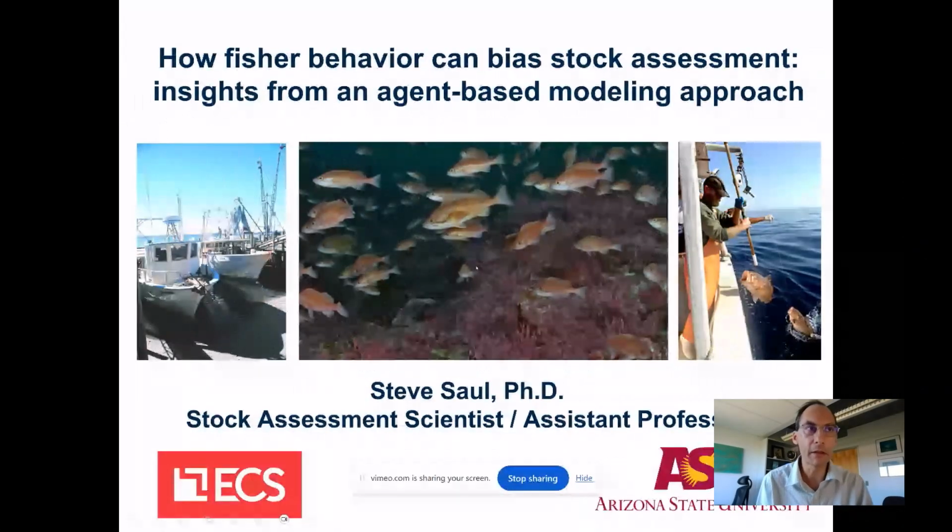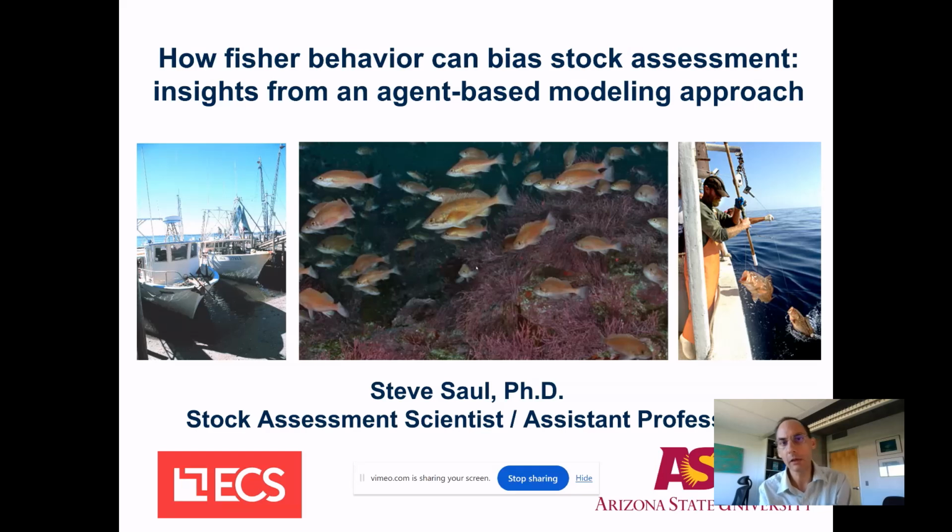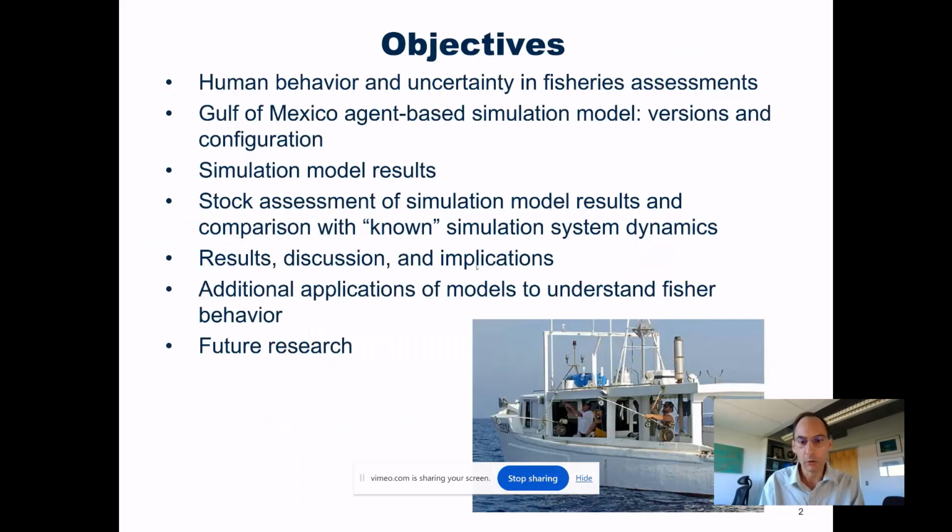Okay, so as Bai mentioned, I'll talk a bit about some of the research I've done looking at fishing behavior and how it can impact stock assessment. And I'll share with you a case study from the Gulf of Mexico. First, just as a bit of background, human behavior and uncertainty are really important components of the variability contained in fishery stock assessments, and important components of variability with respect to developing policy solutions based on fisheries assessment outcomes.